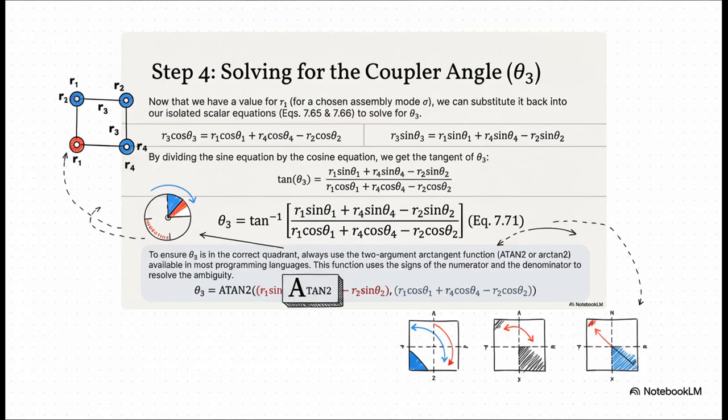But here's a super common trap. If we just use a standard arctan function, our calculator won't know if the angle should be, say, in the top right quadrant or the bottom left. That's why we must use the 2-argument function, atan2. It looks at the signs of both the numerator and the denominator, so it always gives us the angle in the correct quadrant. No ambiguity.